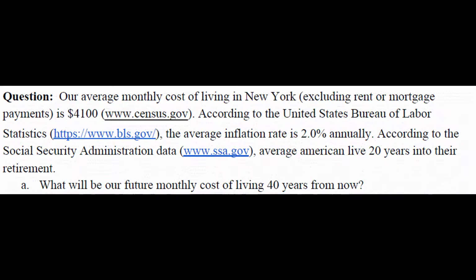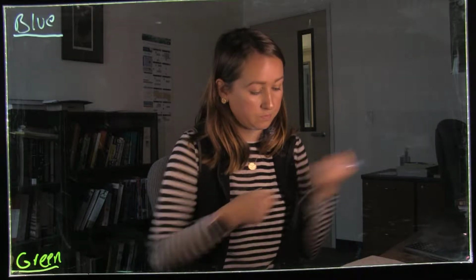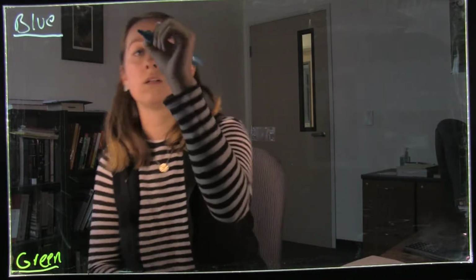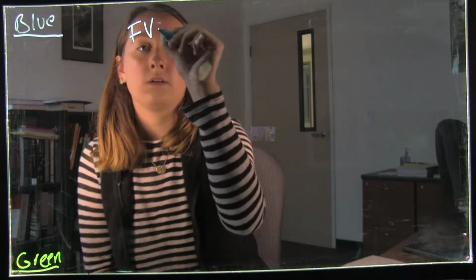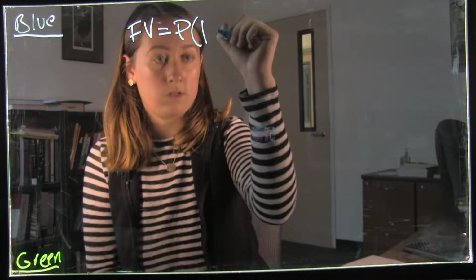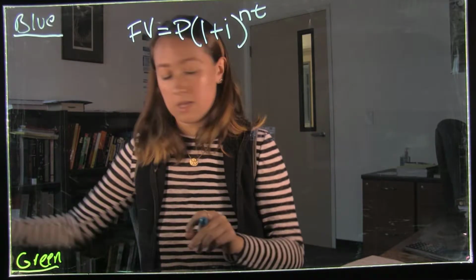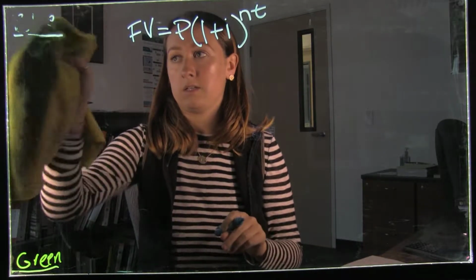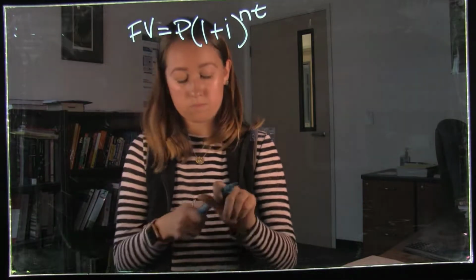So the first step that we do, the answer to the first question is, what will our future monthly cost of living in 40 years from now be? So we use the future value equation to discover that. So it's FV equals P(1 + I)^N. And we're going to use the numbers from the problem that I just read.